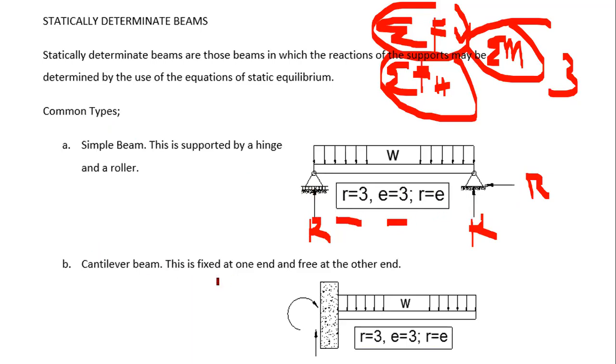For a cantilever beam, it's also the same. You have here 1, you have 2, and then you have 3. The same, it's also a determinate beam. When the reactions are equal to the equations, then it's a determinate beam.